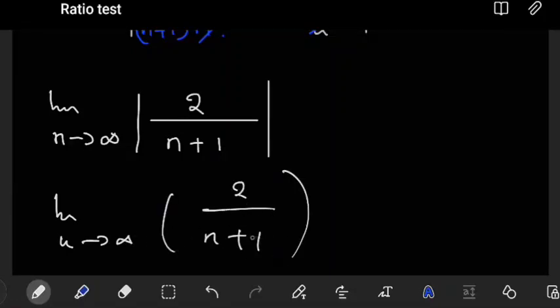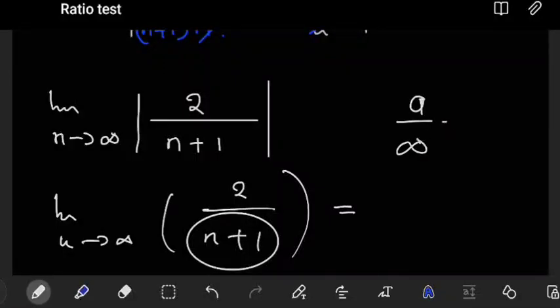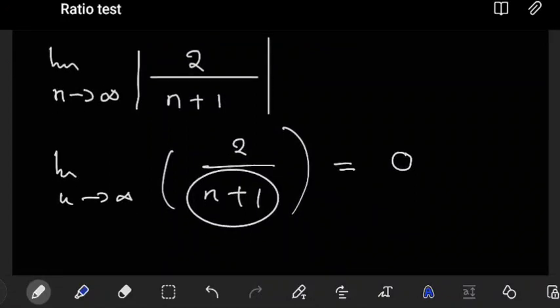Now you can evaluate what the limit is. As the value of n gets closer to infinity, the denominator gets to be very, very big, so clearly this is going to be approaching 0. Any number a divided by infinity is equal to 0. So based on that, the limit is equal to 0.